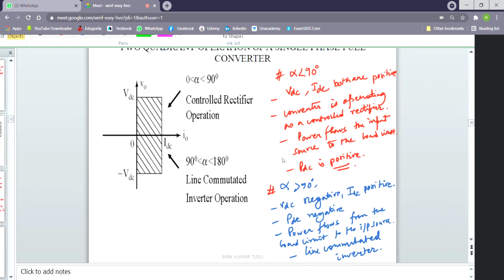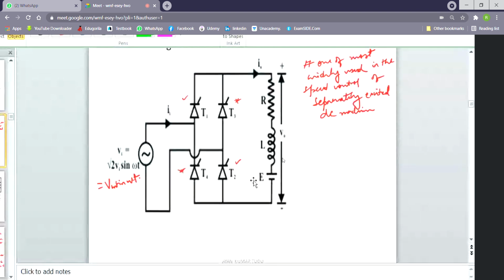Let me just look at the figure here. So this load EMF source can be utilized, but as you can see, the connection of this source is such that it can only absorb power but cannot supply it.